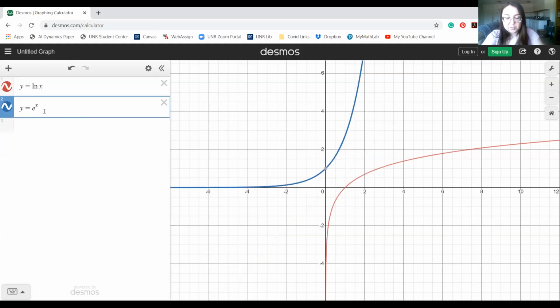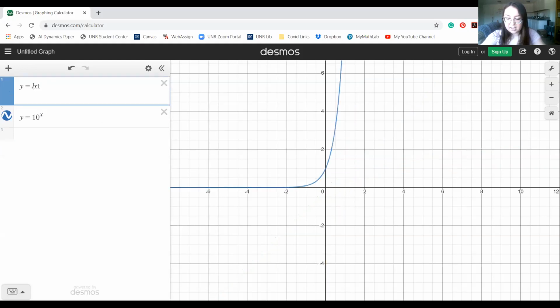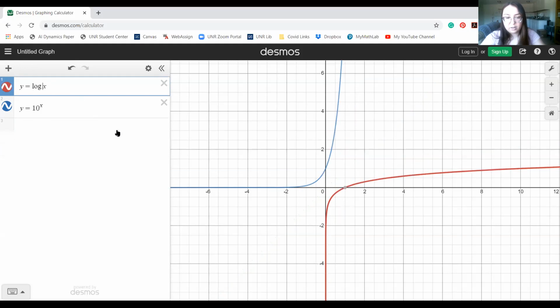Now, let's try out y equals 10 to the x and log base x.